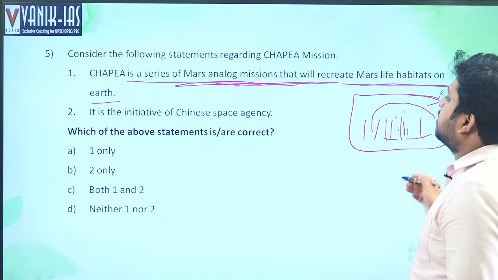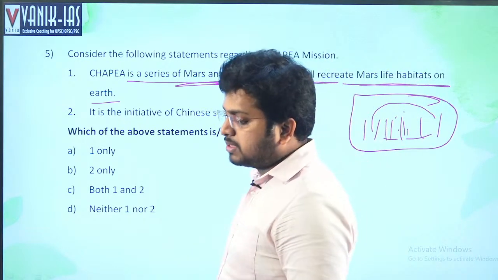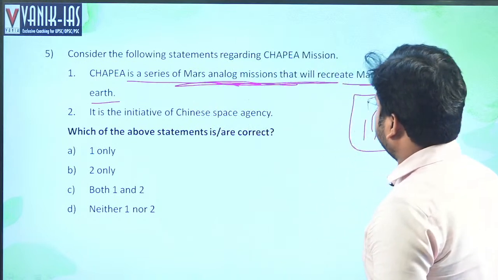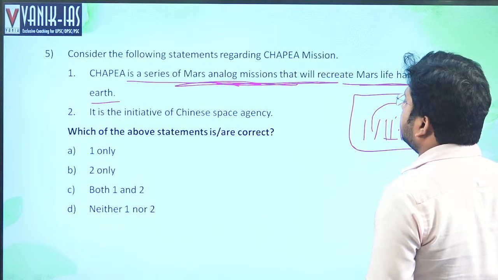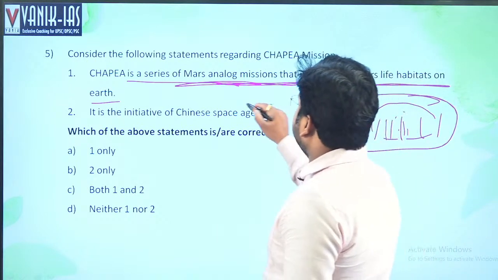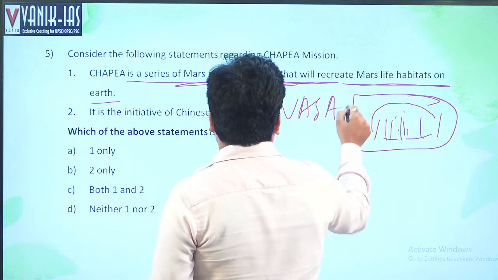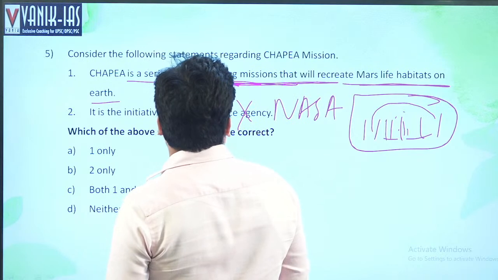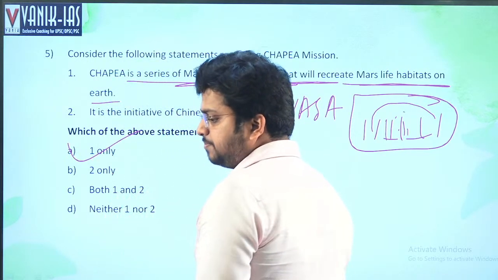It's a type of experiment so that we can go to Mars and make a station there for research, like our International Space Station. That is the mission, and it is not by the Chinese Space Agency, it is by NASA, right? NASA has started this mission. So only that is the answer, right?